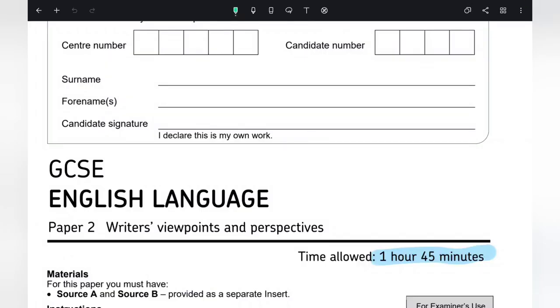Hello everyone, welcome back to Easy Education London, and this is our last minute top tips for GCSE English Language Paper 2. So as you know, this is being sat this Monday, and what I wanted to do is provide some last minute top tips for the question.